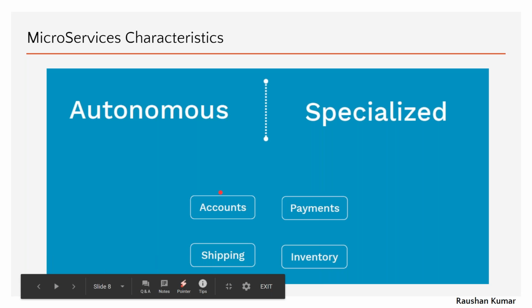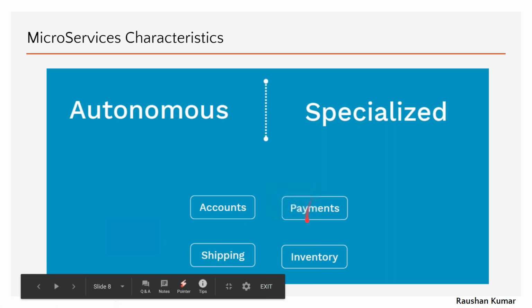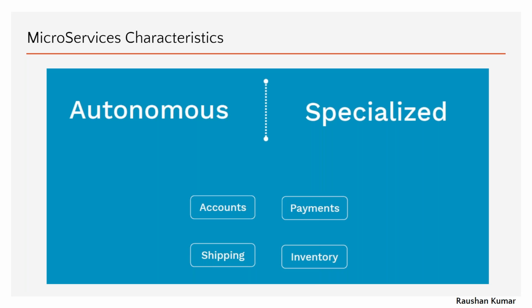Suppose I create two different microservices, accounts and payments, and I observe that 40% of the code is the same and only 60% of the code is different. So why do that? Let's club these two services and create one microservice. That's a good decision. Decisions will be taken at the high level, at the architecture level.